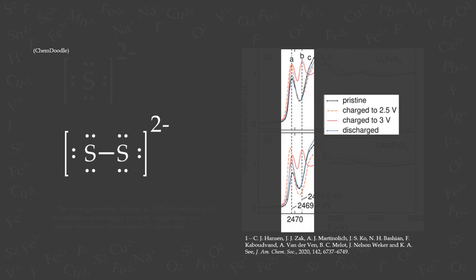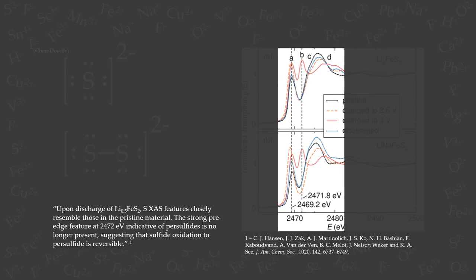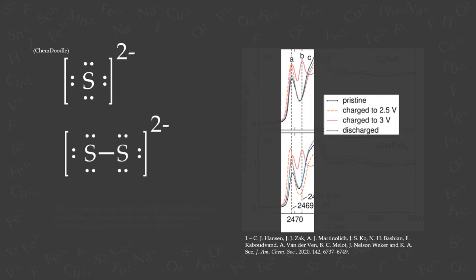Linking this back to the ionization, we stated that voltage affects the XANES spectra. Well, this is a perfect example. If we look at the pristine series, which relates to the species in its original form, there is no rising edge for persulfide. Quoted from the article: upon discharge of lithium iron sulfide, sulfur X-ray absorption spectra's features closely resemble those in pristine material. The strong pre-edge feature at 2472 electron volts, which is here, indicative of persulfide, is no longer present, suggesting that sulfide oxidation to persulfide is reversible. Meaning, persulfide is most likely reduced back into sulfide after being discharged from 3 volts.